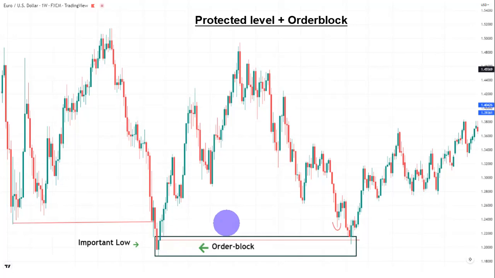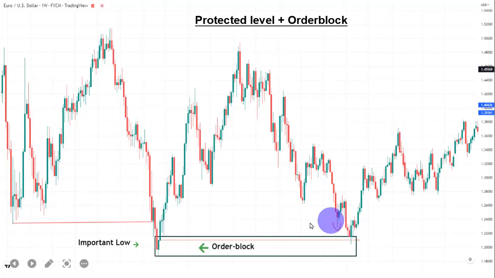In the next slide, but look at what happened. Price comes into that level. So whether you take that for a more accurate entry or you're using the full order block, it's still the same. All right, so you take that and you use that for your entry.